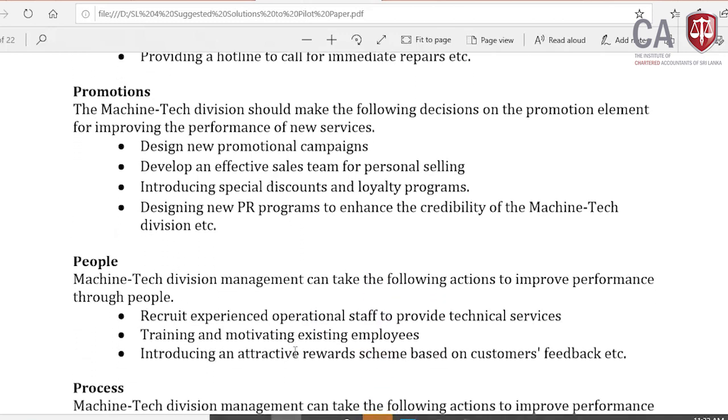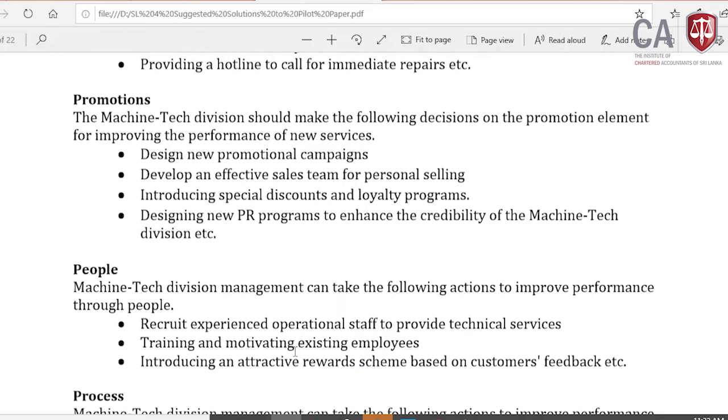Then people. Machine tech division management can take the following actions to improve performance through people: recruit experienced operations staff to provide technical services, train and motivate existing employees, and introduce an attractive reward scheme based on customer feedback. Definitely, first of all you have to get well experienced employees to provide the service, then you have to train these people, then you have to offer an attractive reward system to retain them with the organization.